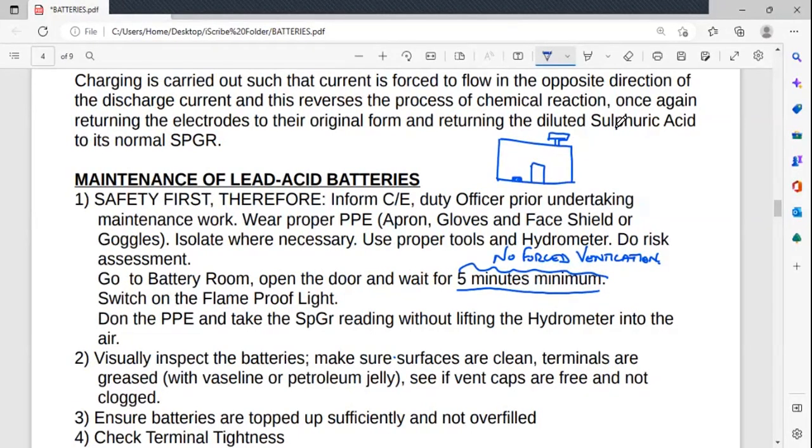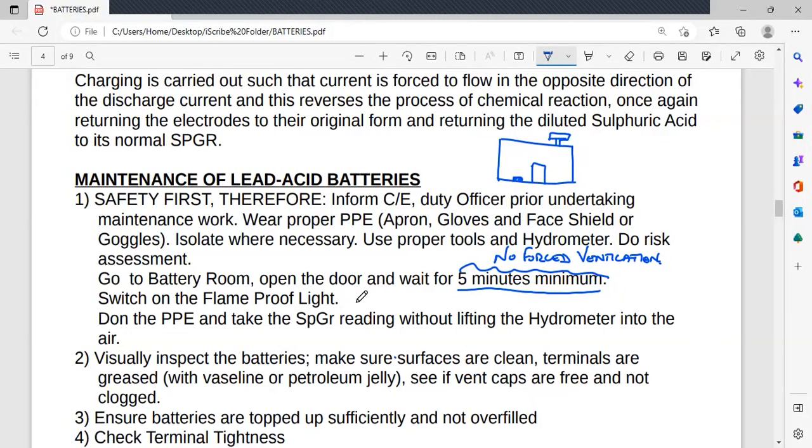If it is forced ventilation, that means you're going to have a fan, a vent fan over here. Then you do not need to wait for these 5 minutes. You can open the door and go get it straight away because it is pulling in the air and pushing it out. Whereas natural ventilation is happening naturally, so it's going to take much more time to clear this battery locker of any dangerous gases. Switch on the flame-proof light.